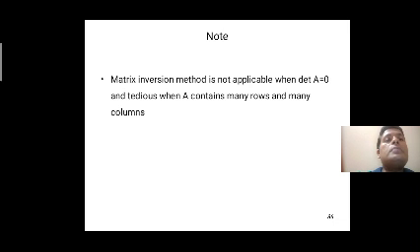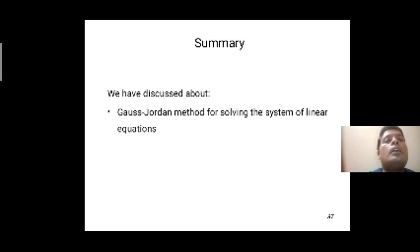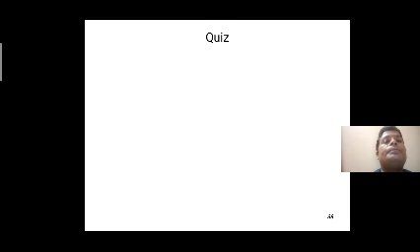Note: the matrix inversion method is not applicable when the determinant of A equals 0, or when A contains many rows and many columns. In such cases, the Gauss-Jordan method is useful to solve the system of linear equations. Summary: we have discussed the Gauss-Jordan method for solving systems of linear equations.